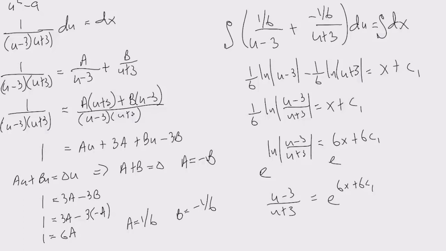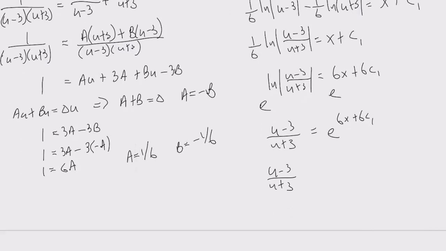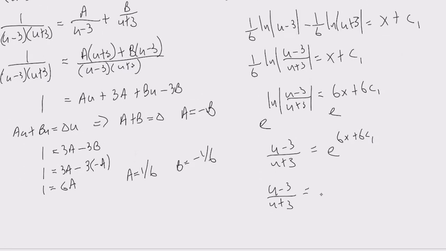And let's see, what else? I can separate out the e. So e to the 6x times e to the 6c1 power. And we've kind of seen this conversation before. That is a constant term, which I can just rewrite. So u minus 3 over u plus 3 equals some generic constant, c, times e to the 6x. All right.